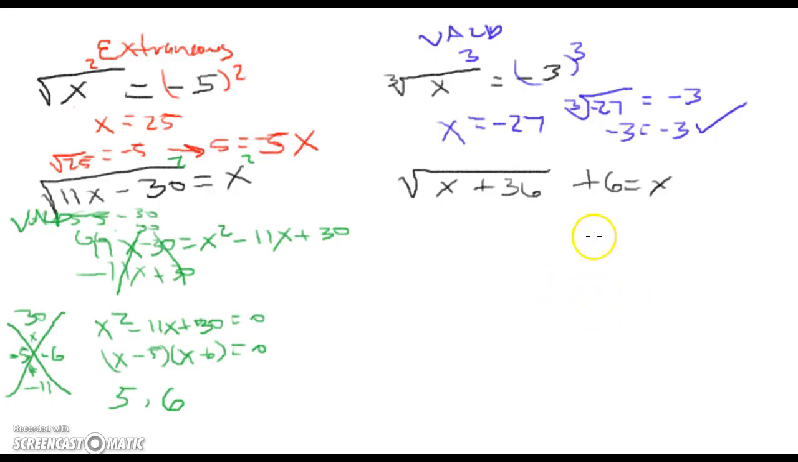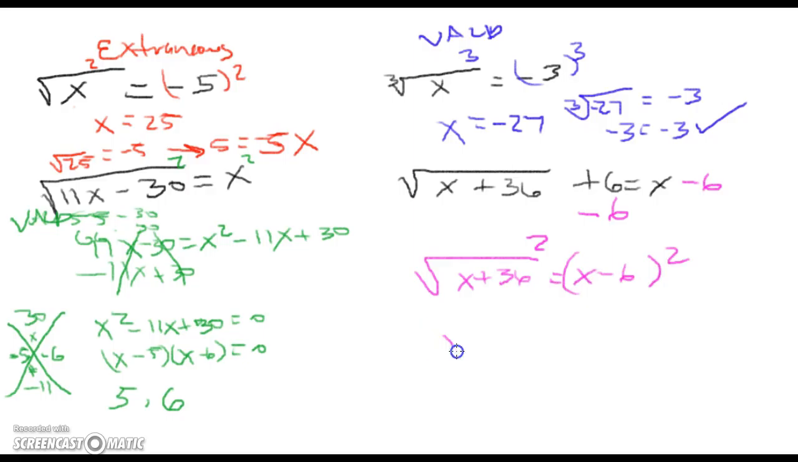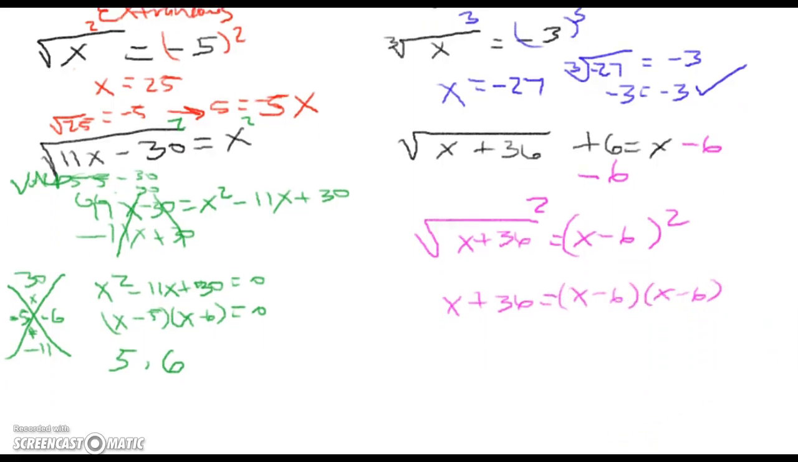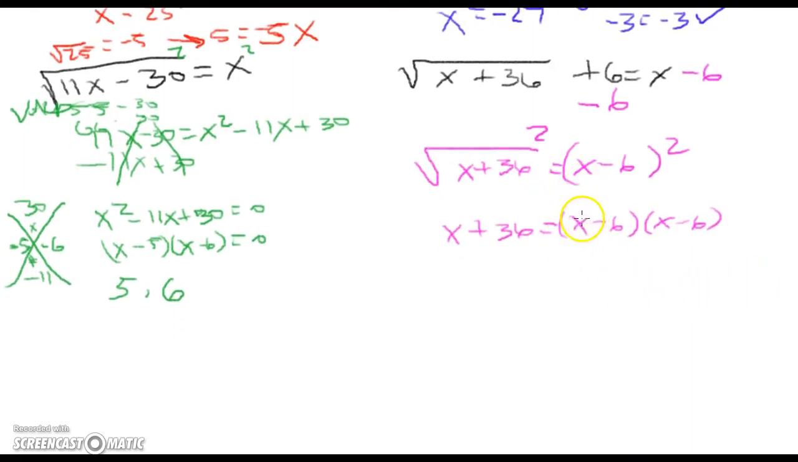Moving on to my next equation. So I'll go ahead and begin this one first by subtracting 6. Then I have the square root of x plus 36 equals x minus 6. Then I can go ahead and square both sides, and I end up with x plus 36 is equal to x minus 6 times x minus 6. And as I take the time to go through and distribute these, I end up with x squared minus 6x minus 6x. So I'll combine those.